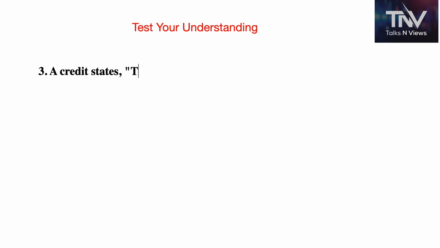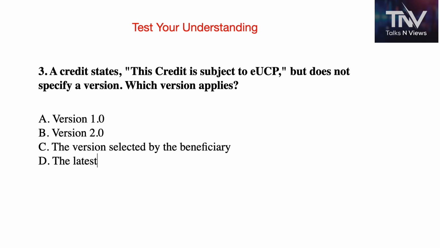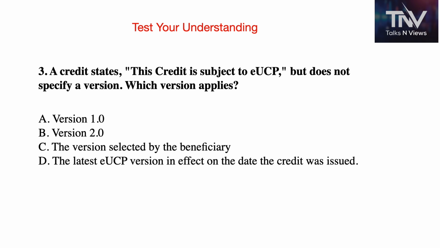Question 3. A credit states, this credit is subject to eUCP, but does not specify a version. Which version applies? A. Version 1.0. B. Version 2.0. C. The version selected by the beneficiary. D. The latest eUCP version in effect on the date the credit was issued. Answer, D.